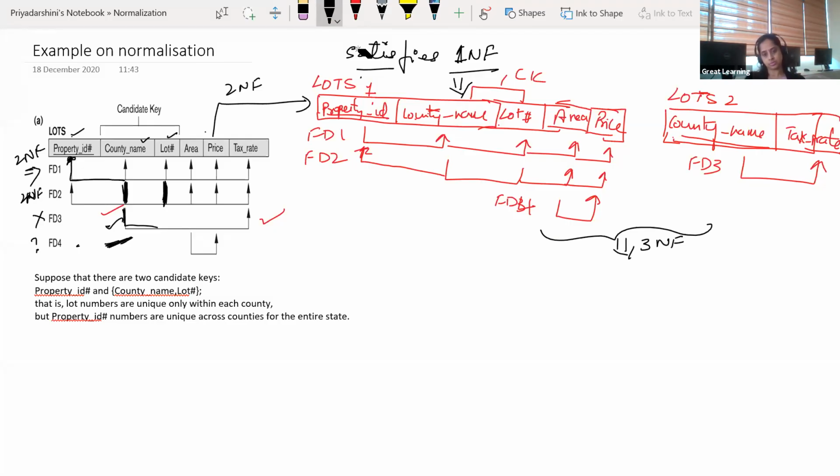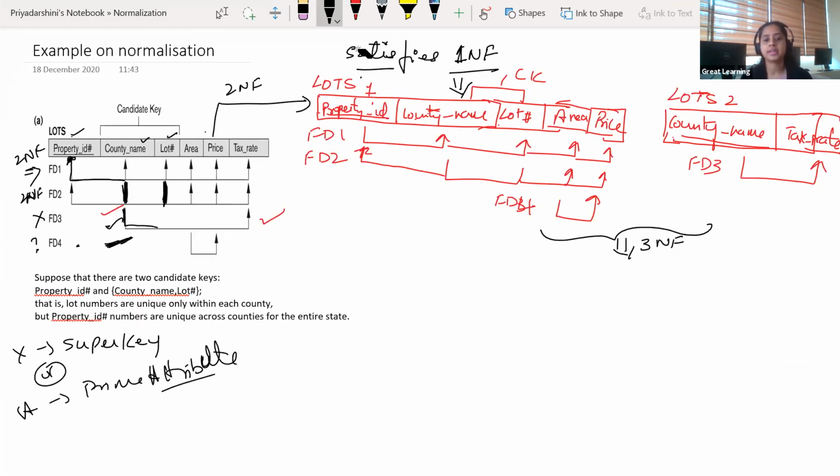Now I have to normalize into 3NF. Right? What is the definition of 3NF? There should not be any transitive dependency. It's quite difficult for you to identify transitive dependency, so I'll go with the general definition. What is the general definition of third normal form? Either X should be a super key, or A should be a prime attribute. Now check all the FDs whether they satisfy this definition of 3NF.